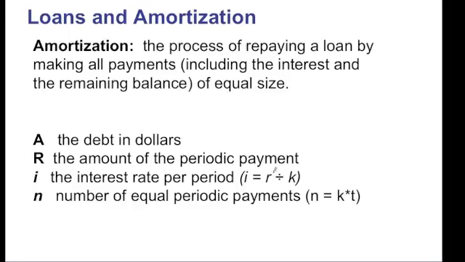Next, we're going to talk about loans and amortization. Amortization is the process of repaying a loan by making all the payments of equal size. Now, all those payments include the interest and part of the remaining balance. So A is the debt in dollars, or the value you borrowed in the first place. R is the amount of the periodic payment. I is the interest rate per period. N is the number of equal periodic payments. I just thought I would remind you what those were.